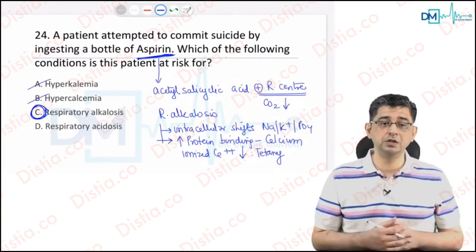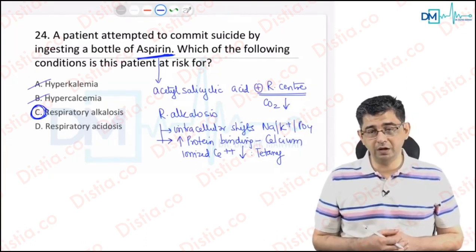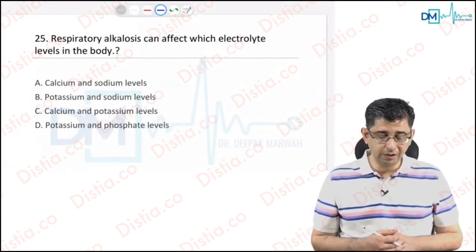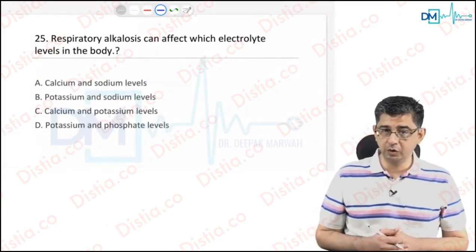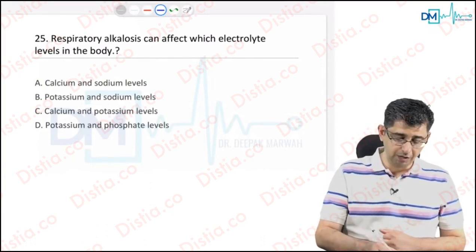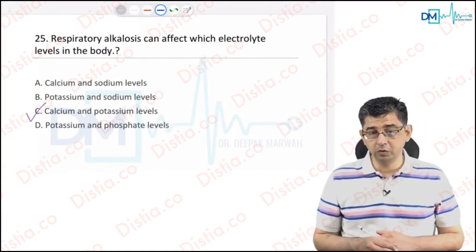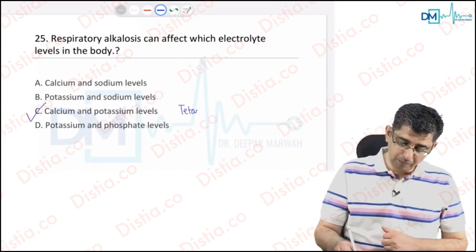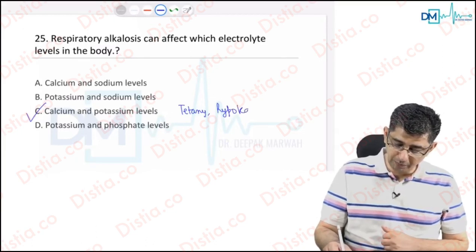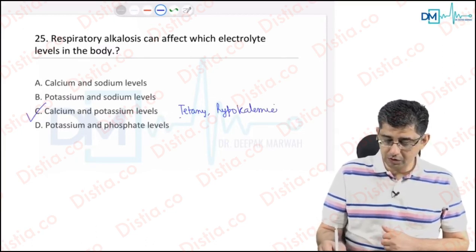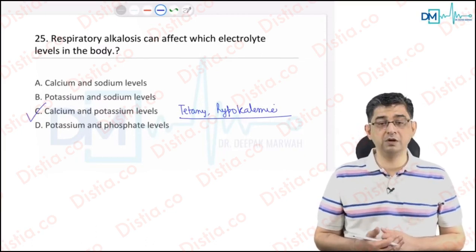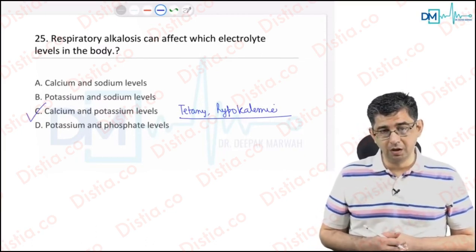In fact, carbon dioxide depletion predisposes to development of tetany in the patient. Respiratory alkalosis can affect which electrolyte levels in the body? As I just explained to you, it will affect the values of calcium and potassium, and both of them will become lesser. Tetany and hypokalemia can be associated with carbon dioxide depletion from the body. This explains why you couldn't read about arrhythmias developing in respiratory alkalosis.